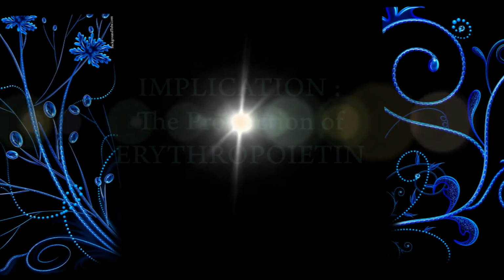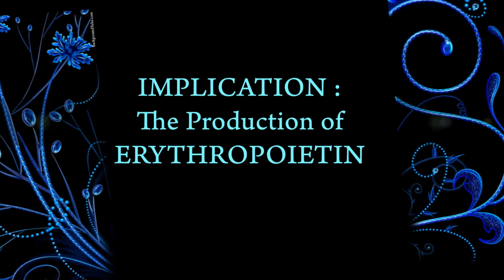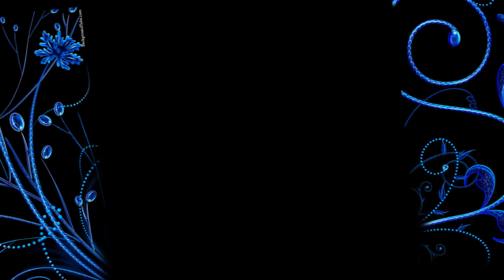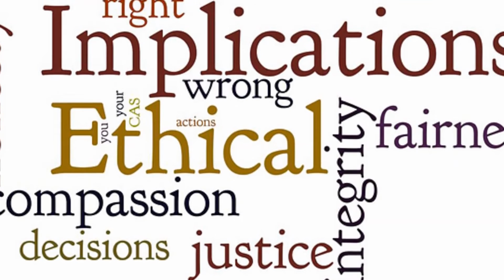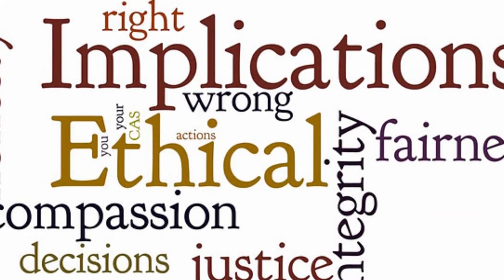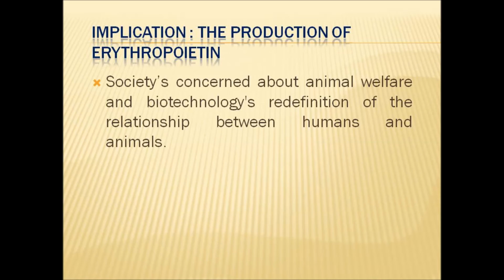Now, let's go on to consider some of the implications in the production of recombinant erythropoietin, also known as rEPO. Recombinant erythropoietin has been used for 20 years in anemic patients undergoing renal dialysis, and it is now approved for the use of autologous blood donation and to reduce transfusion requirements in patients undergoing major surgery.